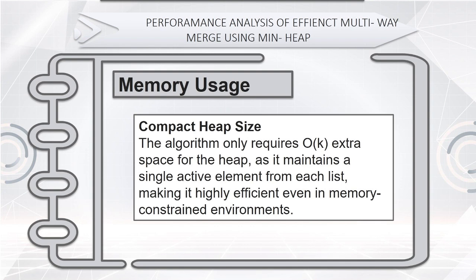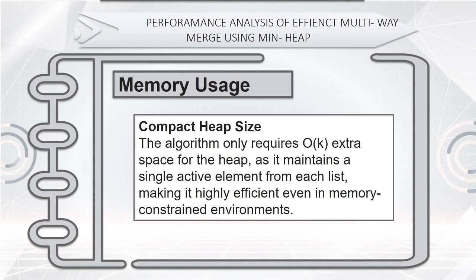If you have 10 lists, it uses a certain amount of extra memory. If you have 20 lists, it uses roughly twice as much. When we say single active element, the min heap only keeps track of one element from each sorted list at a time. This element is the smallest remaining element from that list.